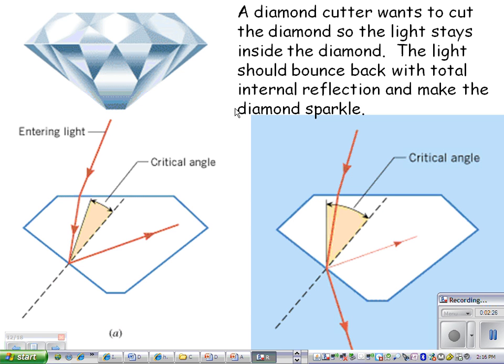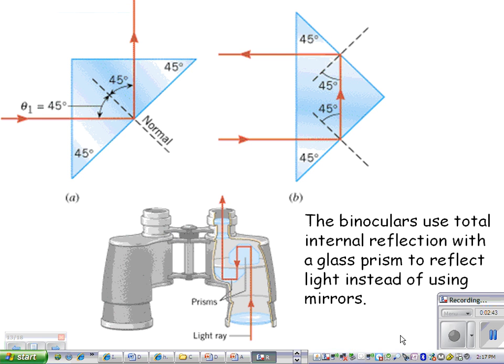So if you read up here, a diamond cutter wants to cut the diamond so the light stays inside the diamond. The light should bounce back with total internal reflection and make the diamond sparkle. If they cut it incorrectly, you'll see that the light leaks out of the bottom and not very much light will reflect back.